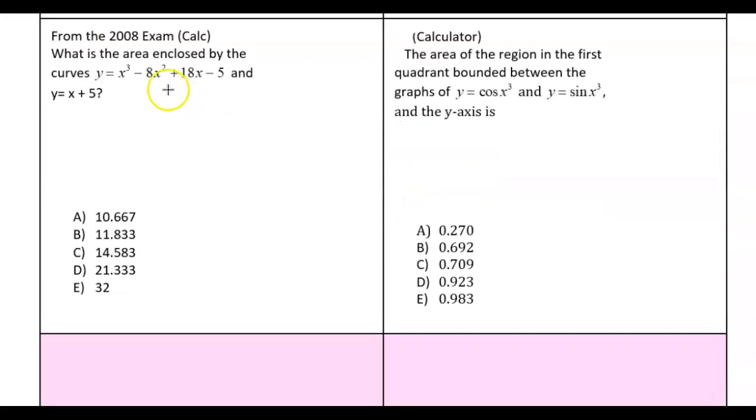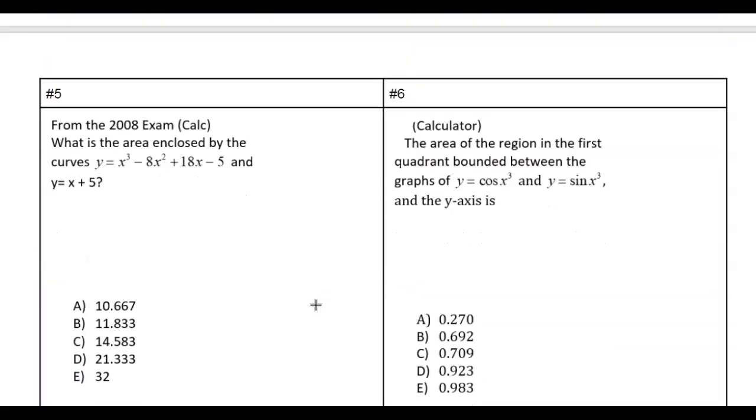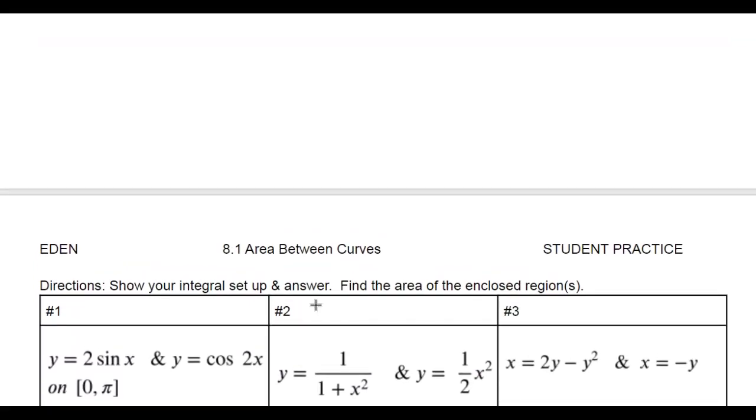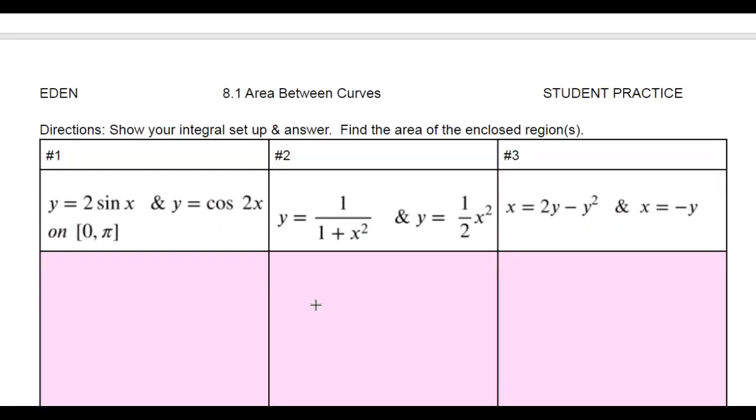One of these is from the 2008 release exam, and then another one really has to do with how you type it in. So that's kind of the challenge. Okay. So try those 6 problems. That should be a good start and a good intro to the next section. You definitely need to do this section before we do the next section. All right. Good luck.